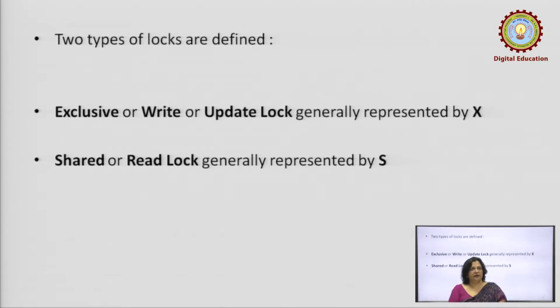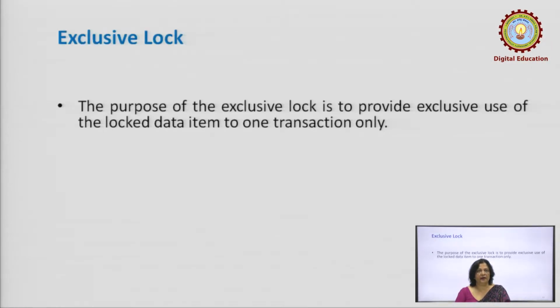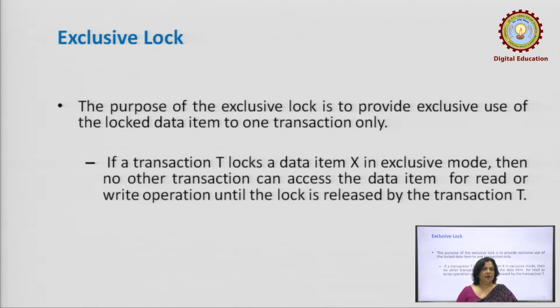Two types of locks are defined. First, the exclusive or the write or the update lock, which is generally represented by the symbol X, and the shared or the read lock, generally represented by S. An exclusive lock is applied to the data item when the data item is requested for the purpose of writing or updating. When an exclusive lock is applied to the data item by a transaction, then only that transaction can write to the data item. No other transaction can access the data item either for reading or writing at that time.